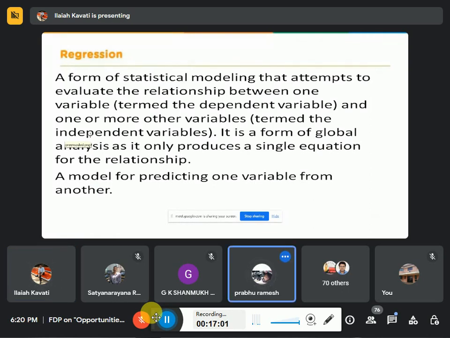The slide is not moving, sir, I think. Yeah, I'm just explaining the introduction only, sir. Okay, sir. Sorry, sir. Thank you. Yeah, just explaining the basics.